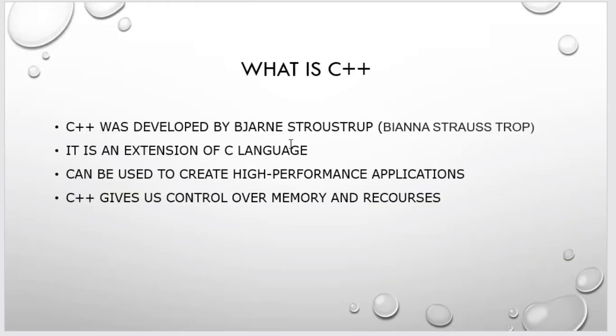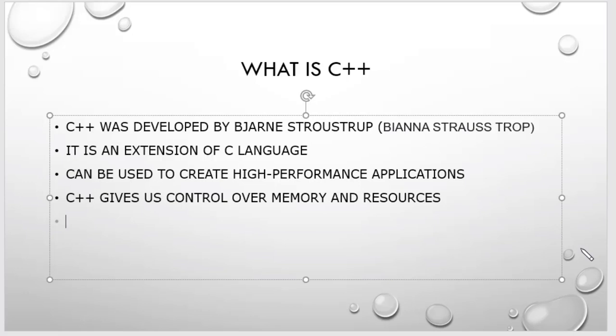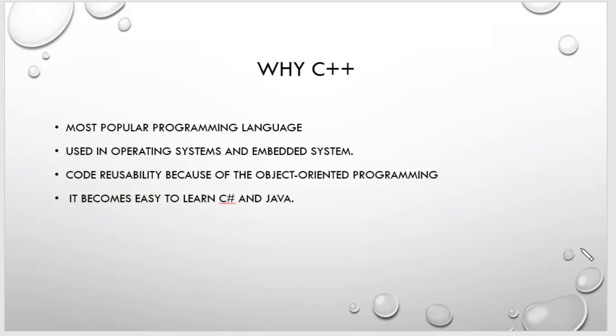The C++ programming language was developed by Bjarne Stroustrup. It's an extension of the C programming language. It was a great language, but there were certain things lacking in it, so C++ is an extension of it, and we can use it to create high performance applications, and it gives us complete control over the memory and resources. So it's a great language, and it's the most popular programming language.